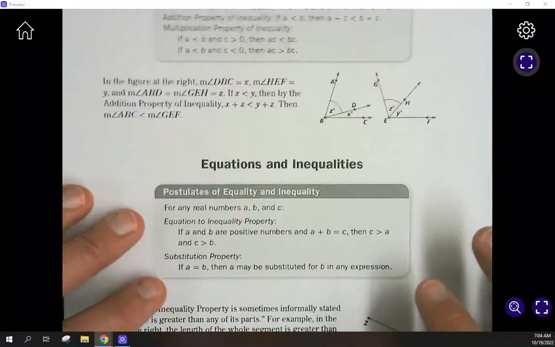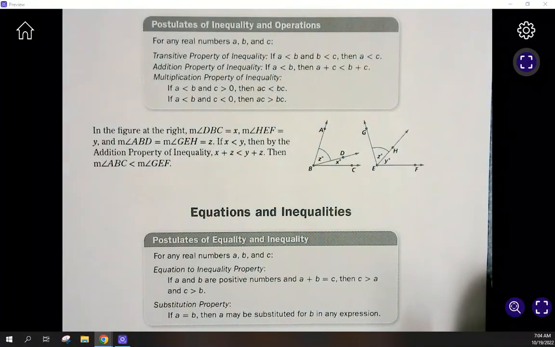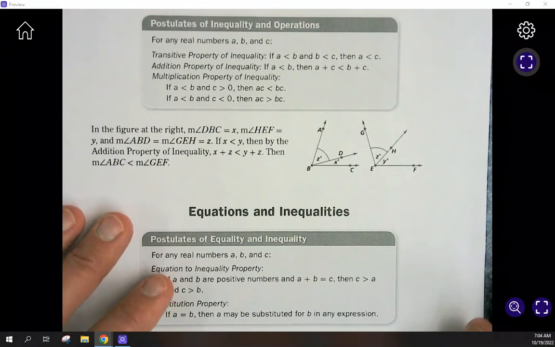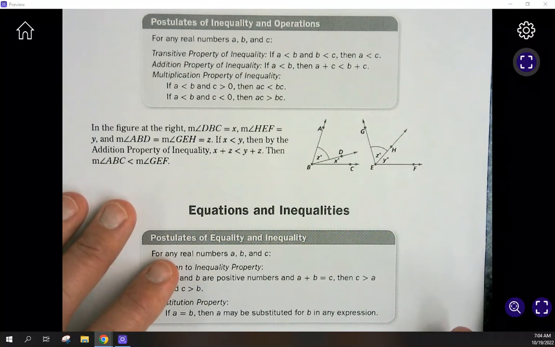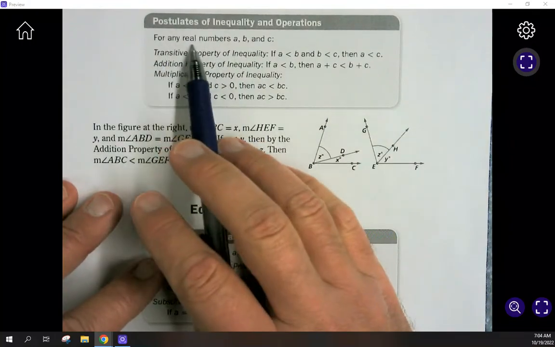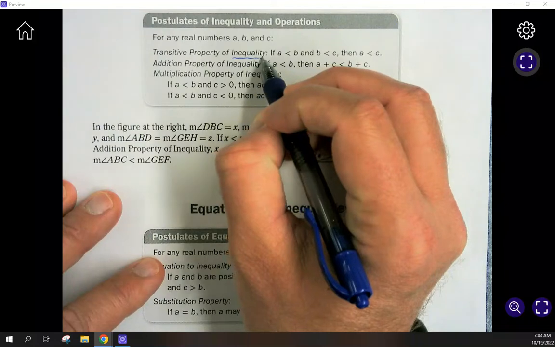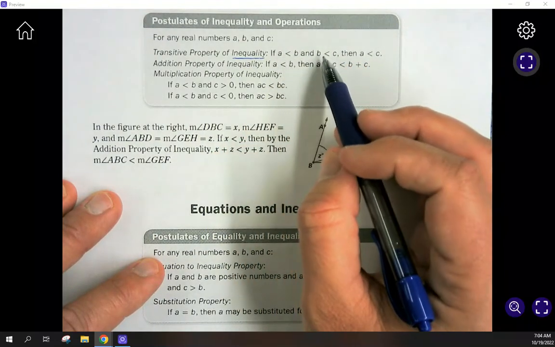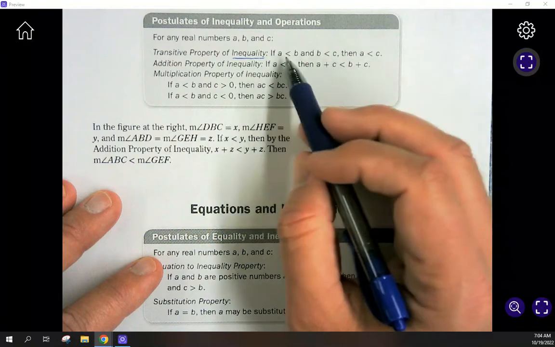If you flip to the back, we're going to perform the same operations, but with inequalities. So just like in algebra, we learned how to solve an equation, and then we applied it to solving inequalities, and it was very similar with some slight differences on when we flipped the inequality, and we're still going to be looking at that. All right, so for any real numbers a, b, and c, the transitive property of inequality says if a is less than b and b is less than c, then I know a is less than c.